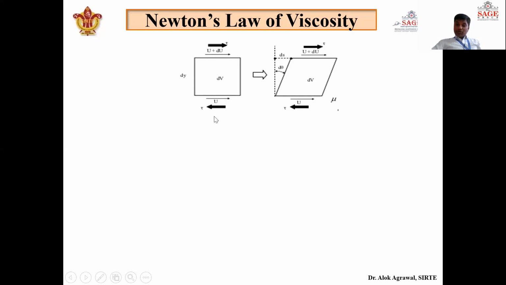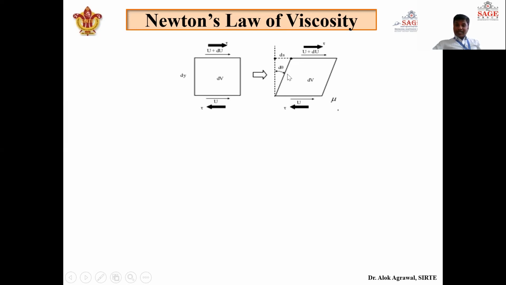So after a very small interval of time dt, the upper layer will cover somewhat more distance as compared to the lower layer. So this square element changes its shape and it will become like this, that is rhombus shape. So there will be a deformation. There will be angular deformation of this element, and that deformation is d theta, which is again very small because we have taken very small interval of time dt.